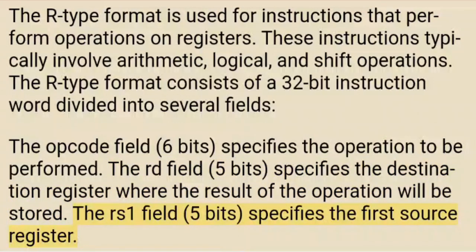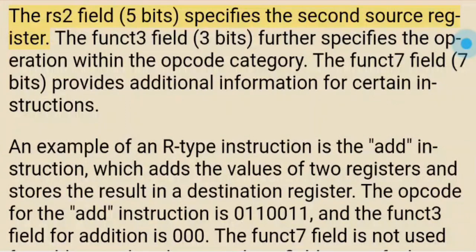The RS1 field, 5 bits, specifies the first source register. The RS2 field, 5 bits, specifies the second source register. The funct3 field, 3 bits, further specifies the operation within the opcode category. The funct7 field, 7 bits, provides additional information for certain instructions. An example of an R-type instruction is an add instruction, which adds the values of two registers and stores the result in a destination register.